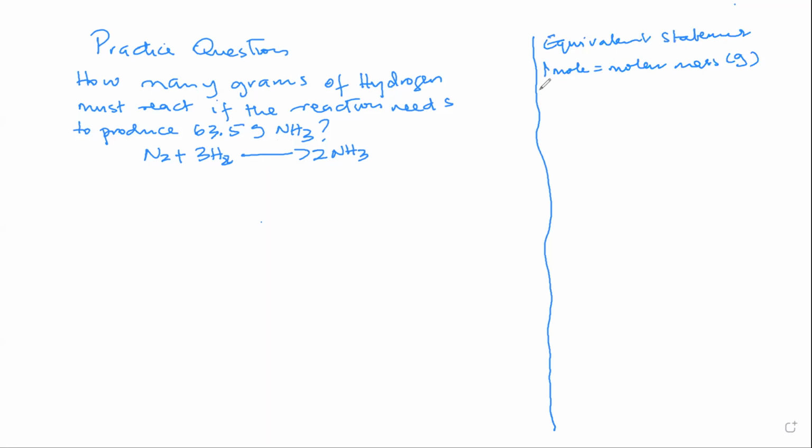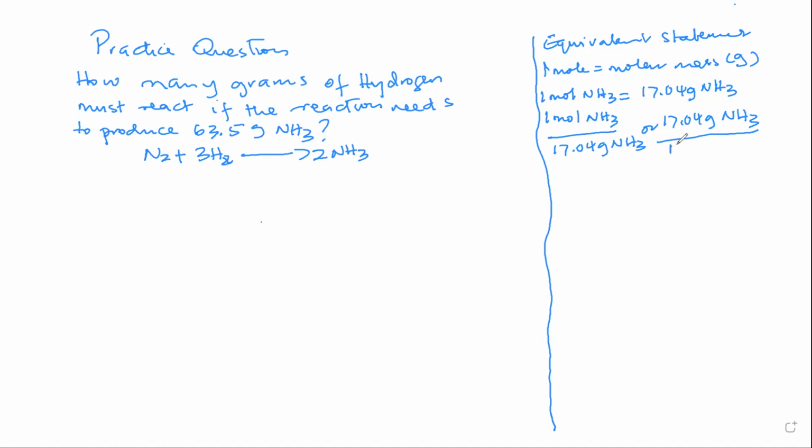So we have 1 mole of NH3 equal to 17.04 grams of NH3. That's the molar mass of NH3. So we put this in a conversion factor: 17.04 grams NH3 over 1 mole of NH3, or 1 mole of NH3 over 17.04 grams NH3.